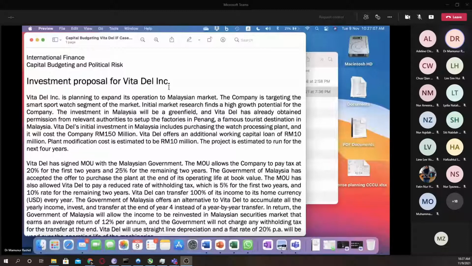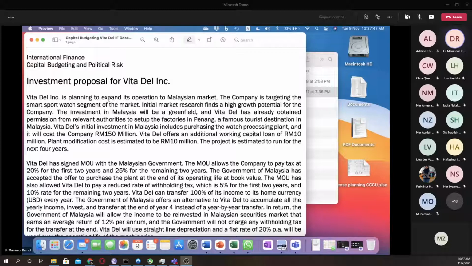It will take some time for you to grasp the situation, but hopefully you'll be able to do it by the next class. So this is an investment proposal for Vita Dell Incorporation. It is investing in the Malaysian market. Let's go through it step by step. Let me see whether I can have a highlighter or something. Oh, sorry, it's here. I can use yellow color.